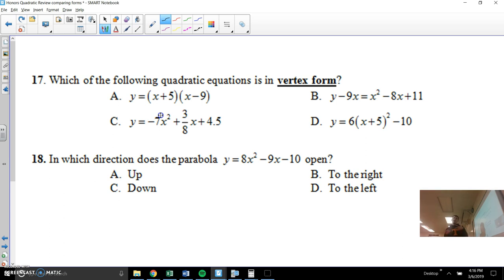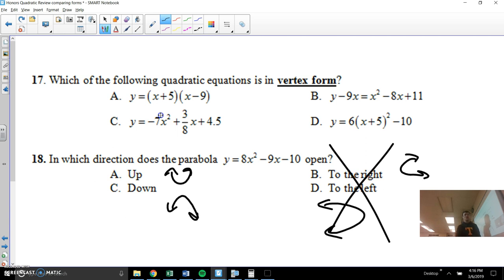Which of the following is in vertex form? Some of these are in vertex form, factored form, standard form. I want you to pick the one that's in the correct form, that is vertex. 18 says, does this open up or down? So that means if you're looking at this equation, does it do this? Or is it more to the right? Or is it more to the left? Now, I'll be honest with you, we haven't really done any of those. So it's probably either up or down. You can open to the right if you're doing square roots, but this isn't a radical function. This is a U-shaped parabola that's either up or down.